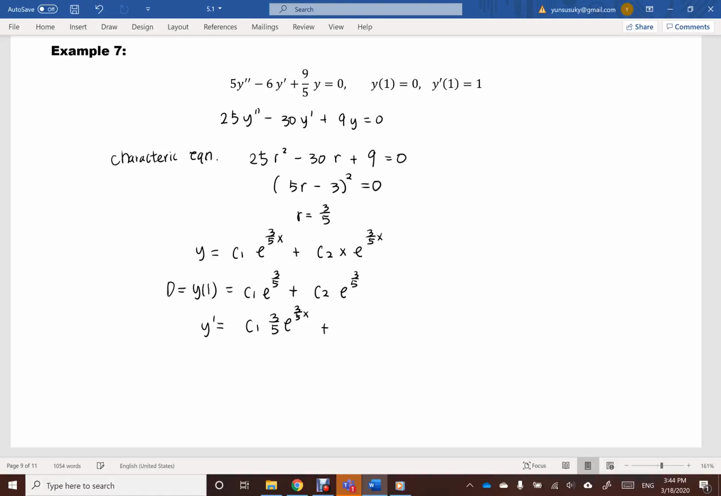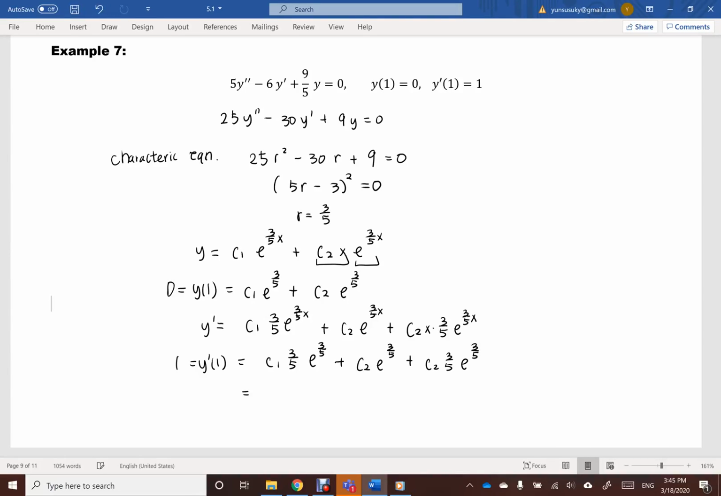And then this guy, we actually need the product rule. The derivative of the first guy is just c2, times the second guy, plus the first guy times the derivative of the second guy. Okay, so now we can plug in: y prime of 1 is 1. So that's c1 times 3 over 5 e to the 3 over 5. And here we have c2 e to the 3 over 5. We plug in 1, so we have c2 times 3 over 5 e to the 3 over 5.